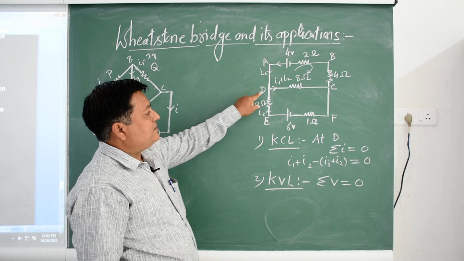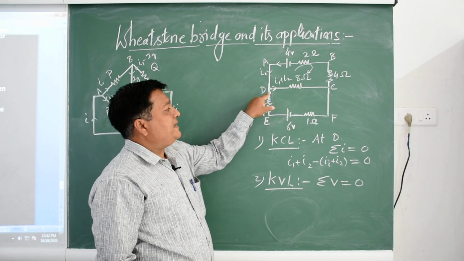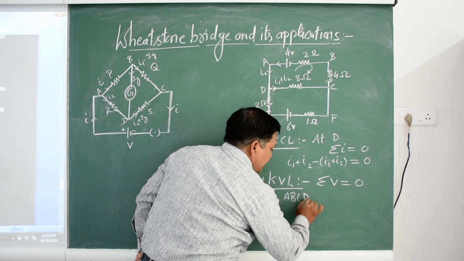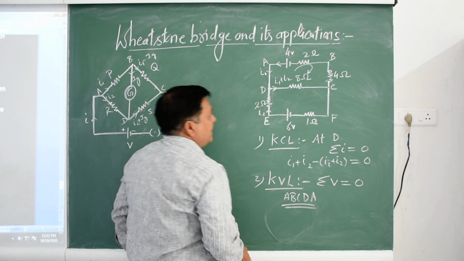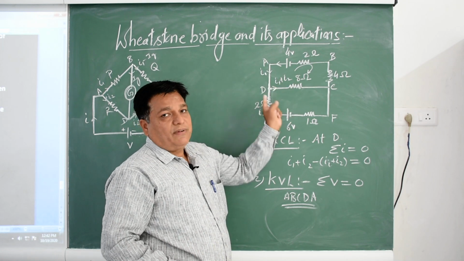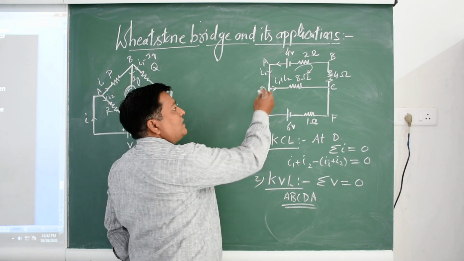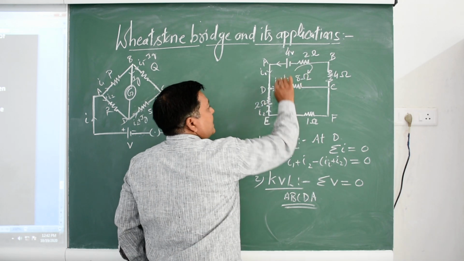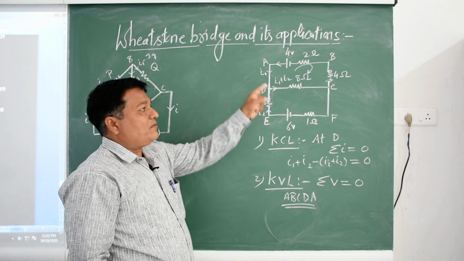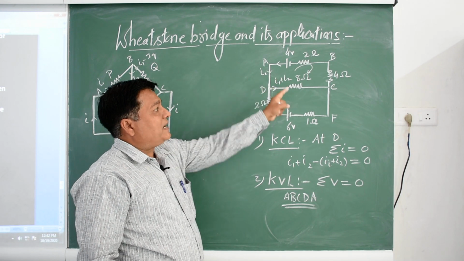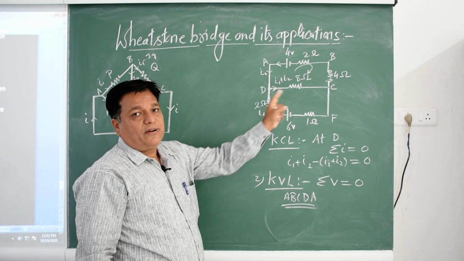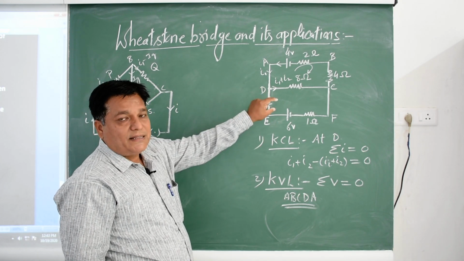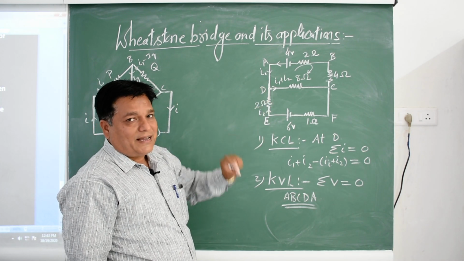Suppose A, B, C, D and A is a loop. According to our direction of calculation, we are moving from A to B, B to C, C to D and D to A in this particular direction. This is the direction of our calculation. What are the rules of solving this? What are the rules of writing the voltage across the circuit elements?